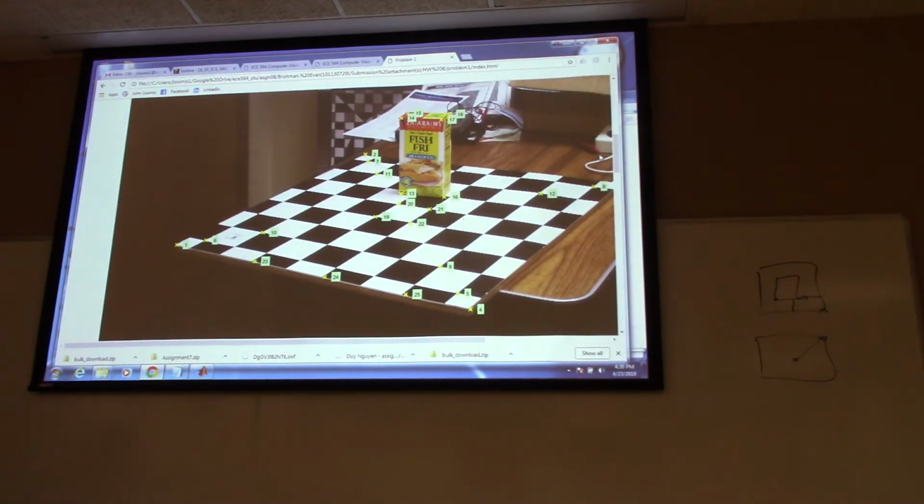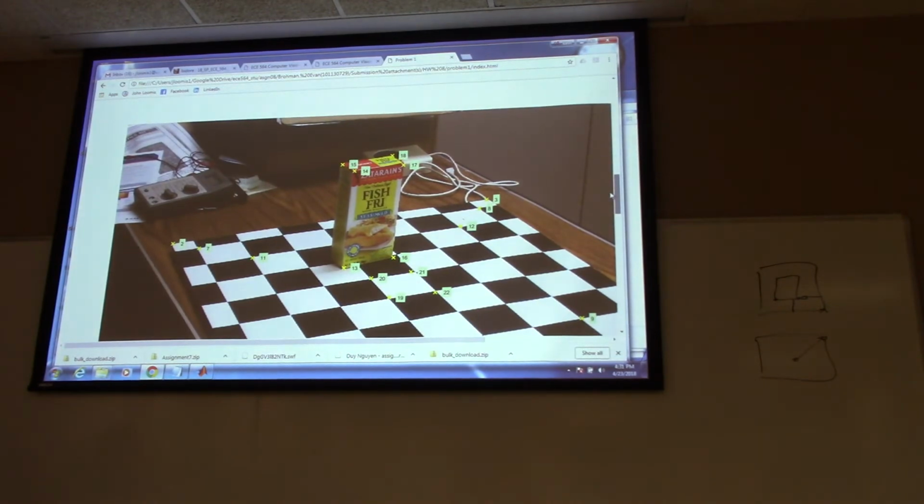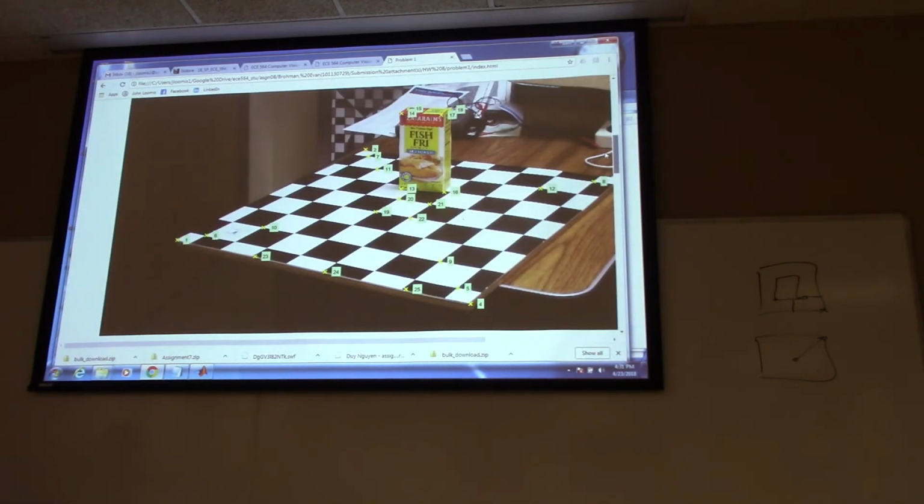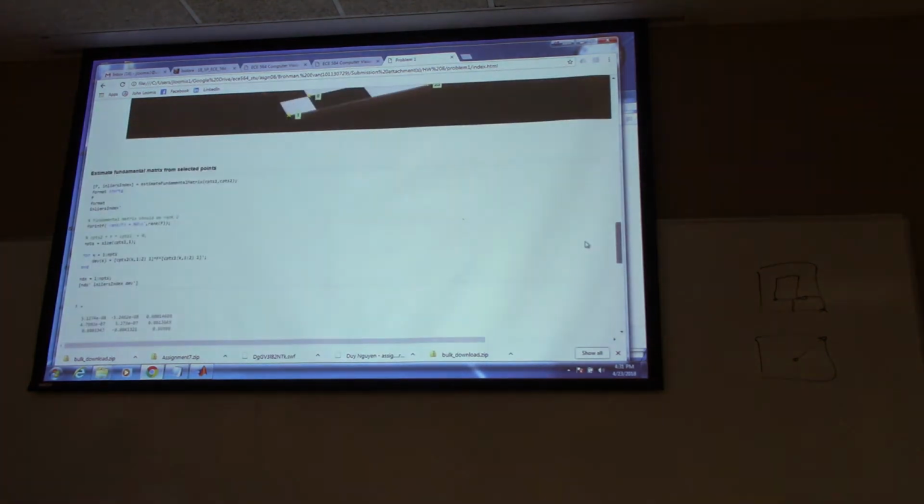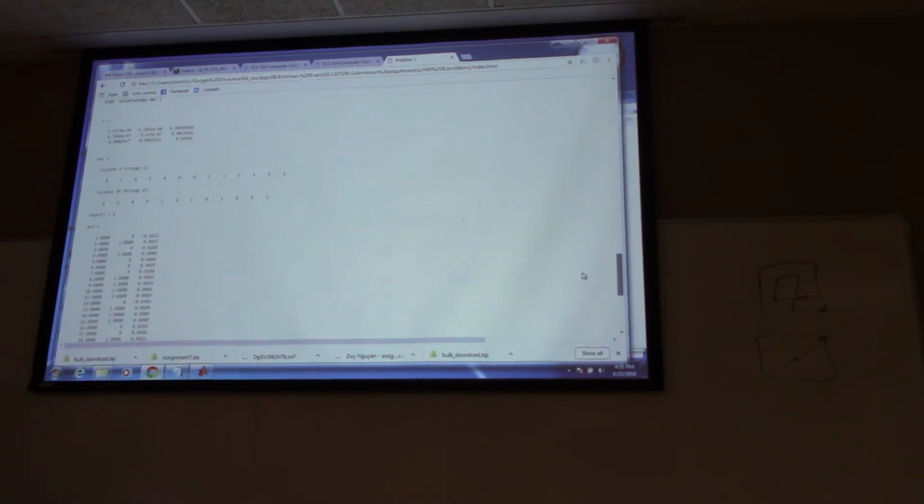So we'll look at it. So here's the control points you chose, and presumably in the same order as here. Looks about right. And then you estimate the fundamental matrix, which I have no idea what it should look like other than there's a 1 kind of in the lower right corner. Yeah, I didn't really know what to look for there.